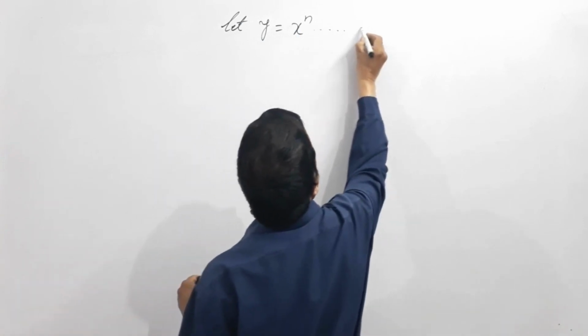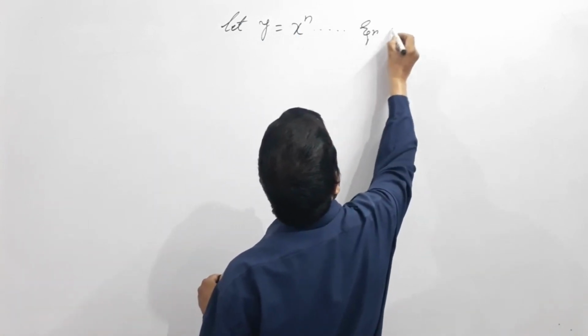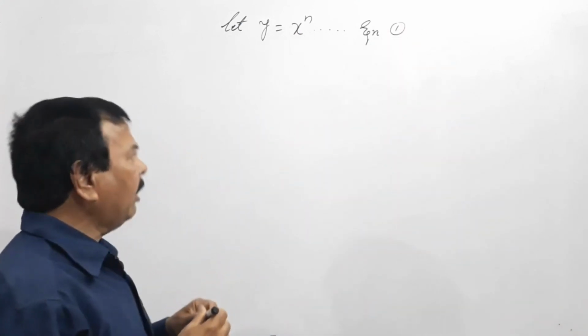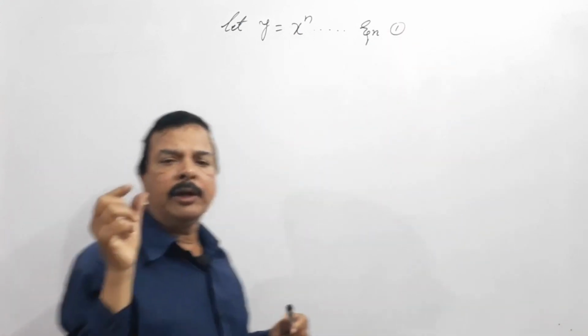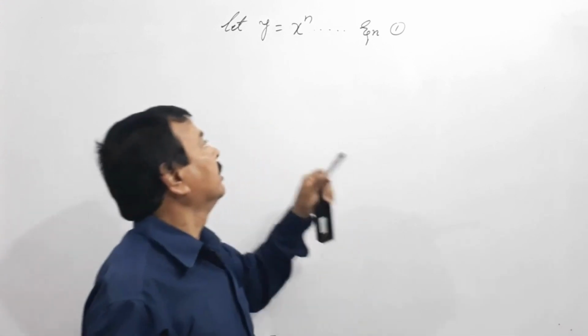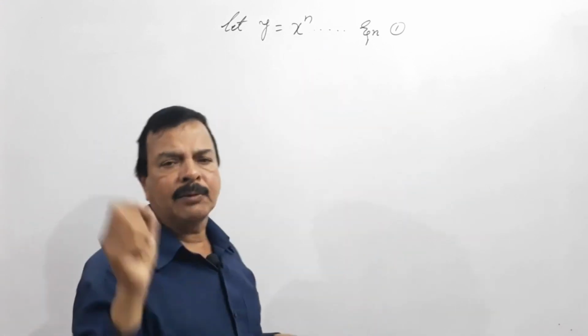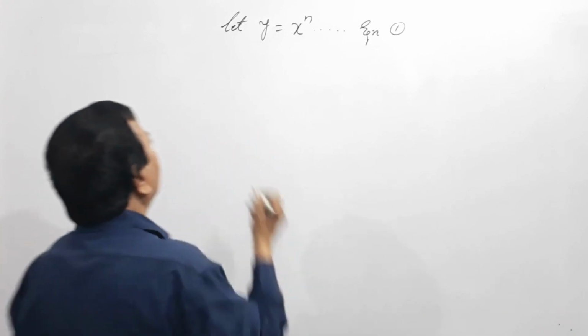I call this equation 1. So what I'll do here, I'll give an increment of delta x to x and delta y to y. Let us see what happens to equation 1.